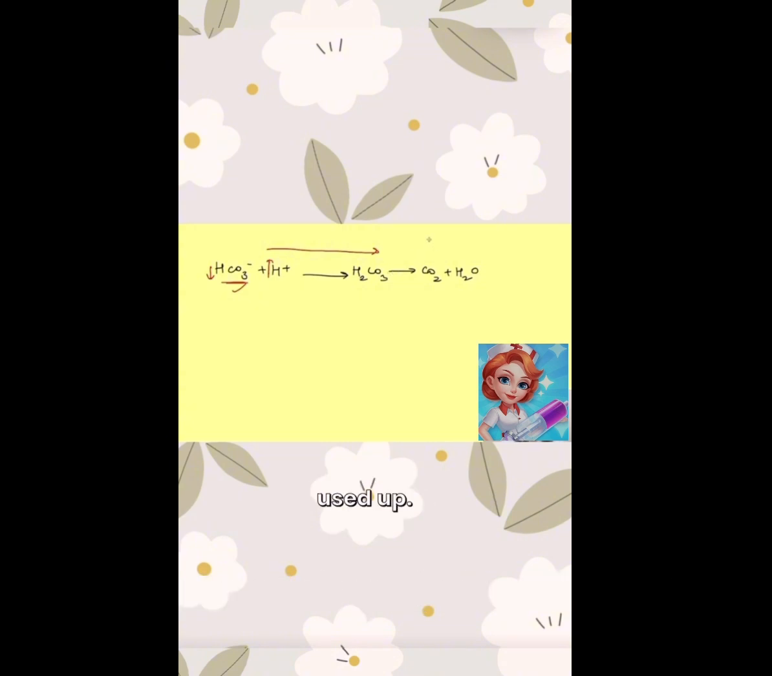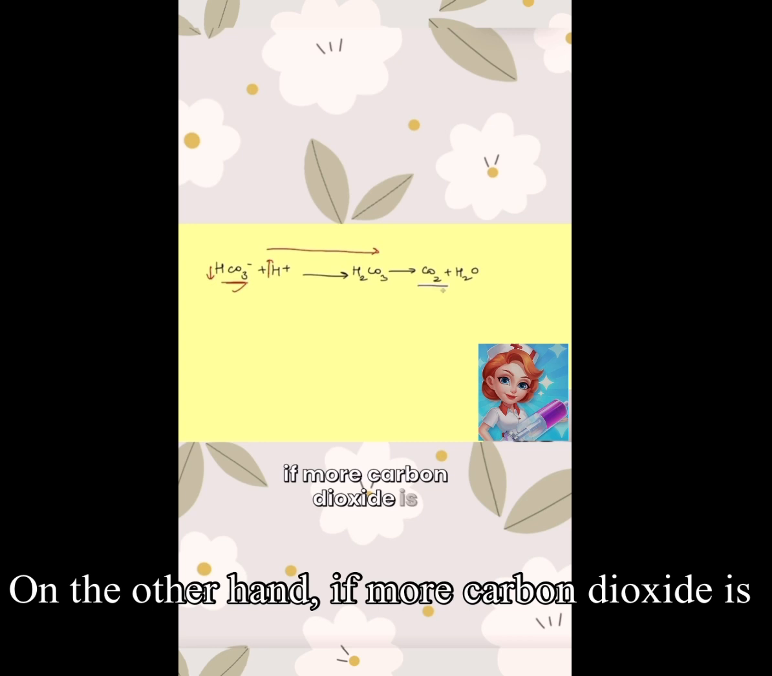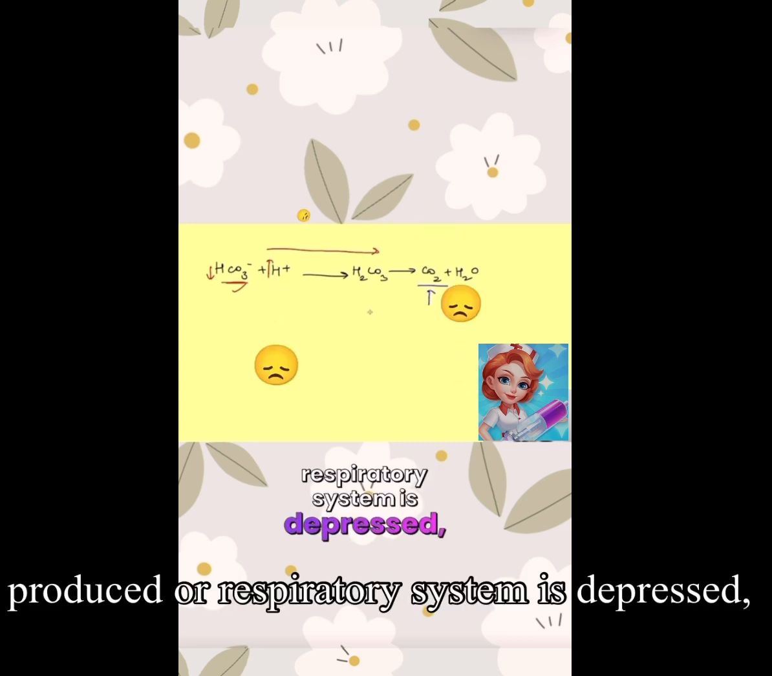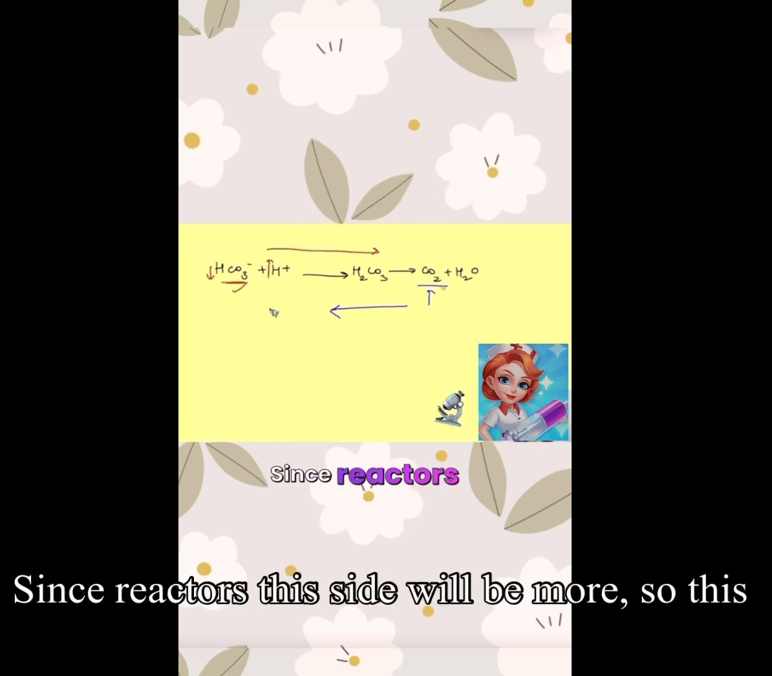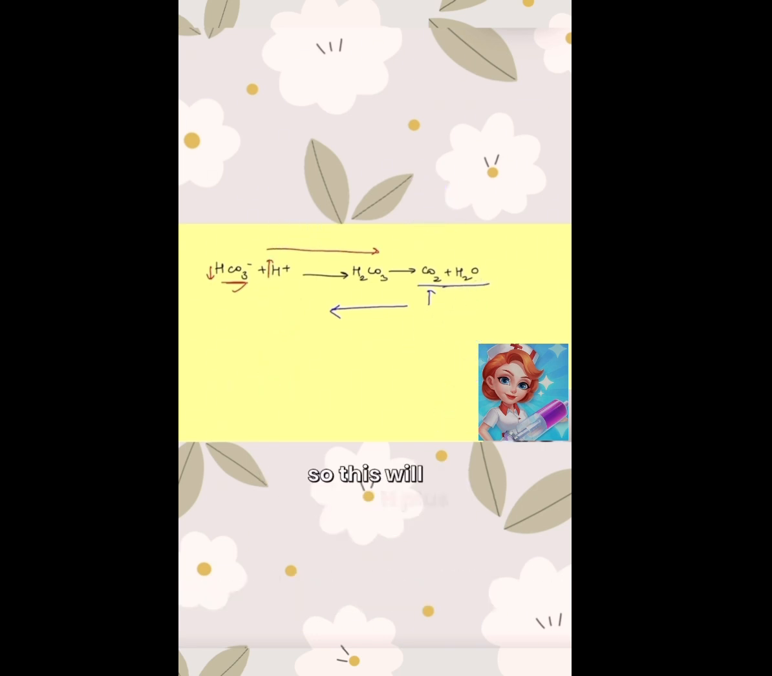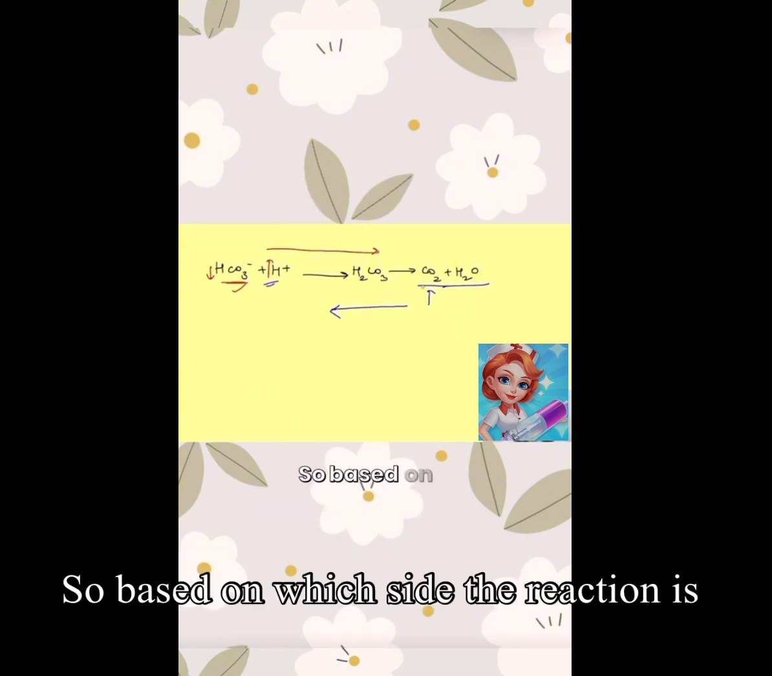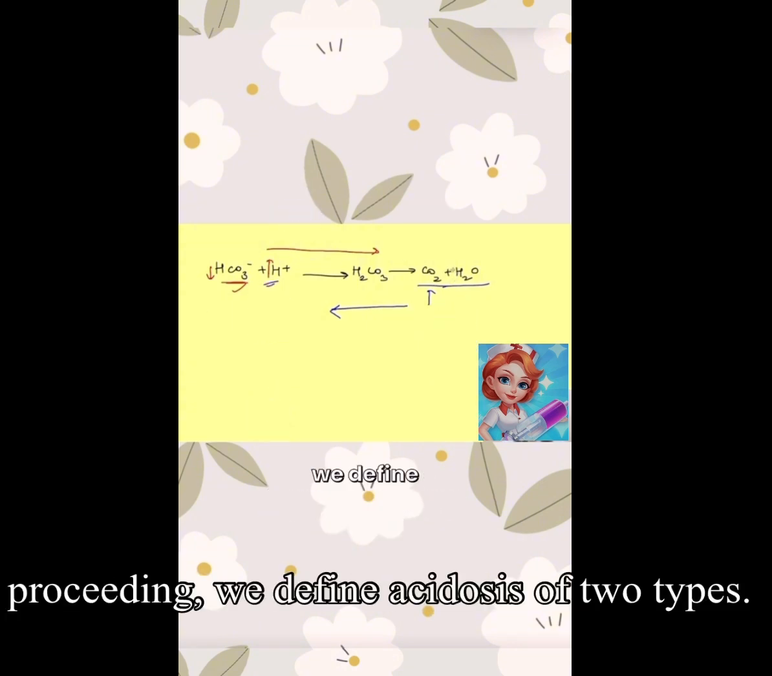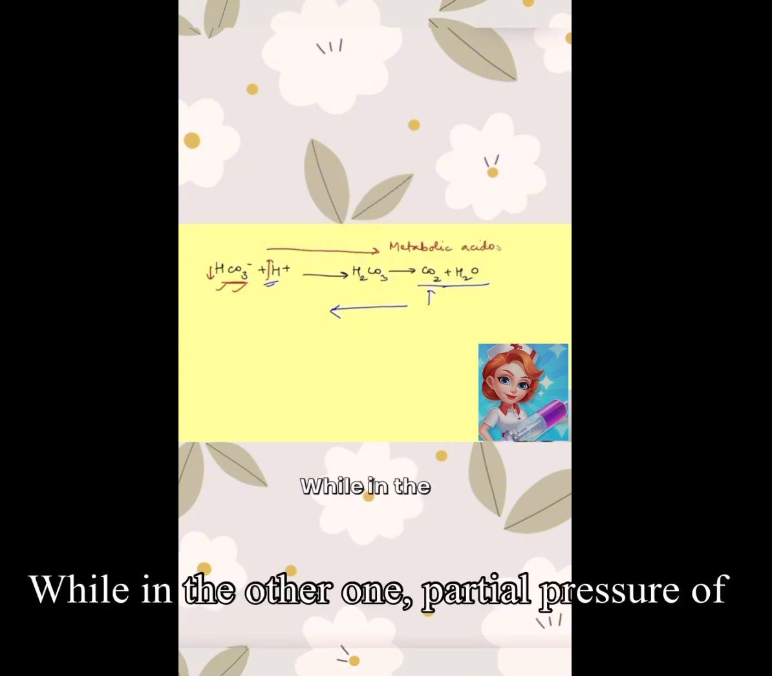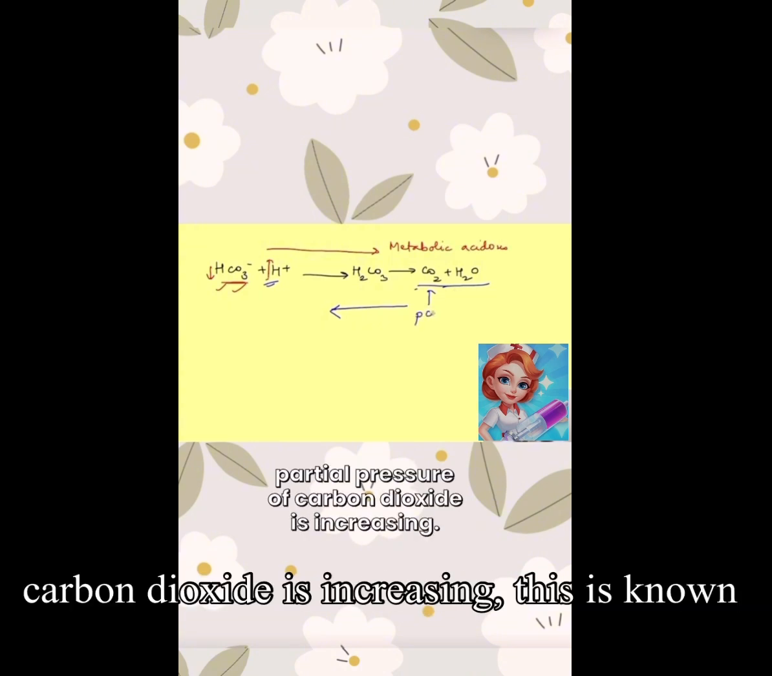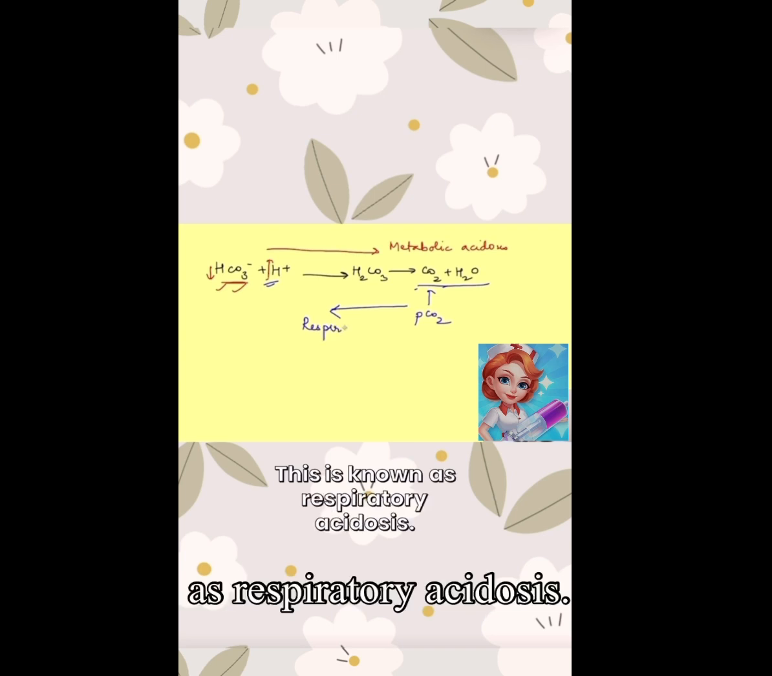getting used up. On the other hand, if more carbon dioxide is produced or respiratory system is depressed, this reaction will start proceeding in opposite direction. Since reactants this side will be more, so this will produce H+ ions. So based on which side the reaction is proceeding, we define acidosis as of two types. First one, where bicarbonate is being used up or its concentration is decreasing due to addition of non-volatile acids. This is known as metabolic acidosis. While in the other one, partial pressure of carbon dioxide is increasing. This is known as respiratory acidosis.